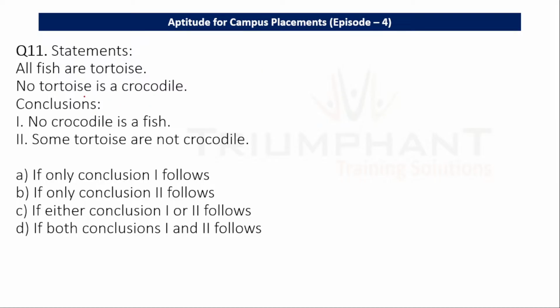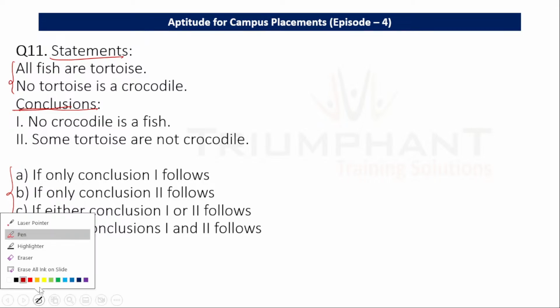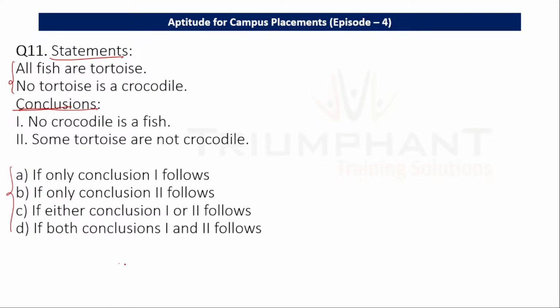Here is the question. This question is from syllogisms. You are given two statements followed by two conclusions, and there are four options given. You have to find which is correct. I'm waiting for 5 to 10 seconds so that you can try.